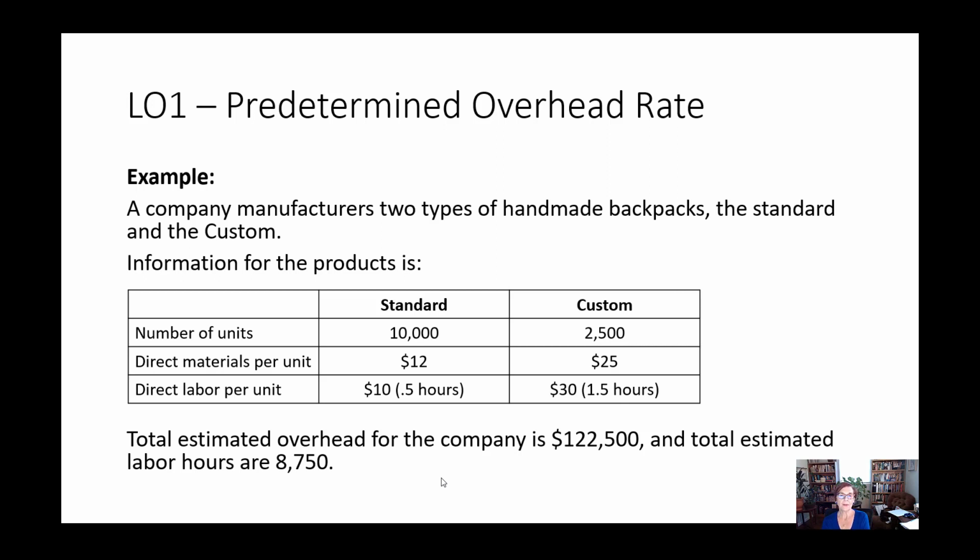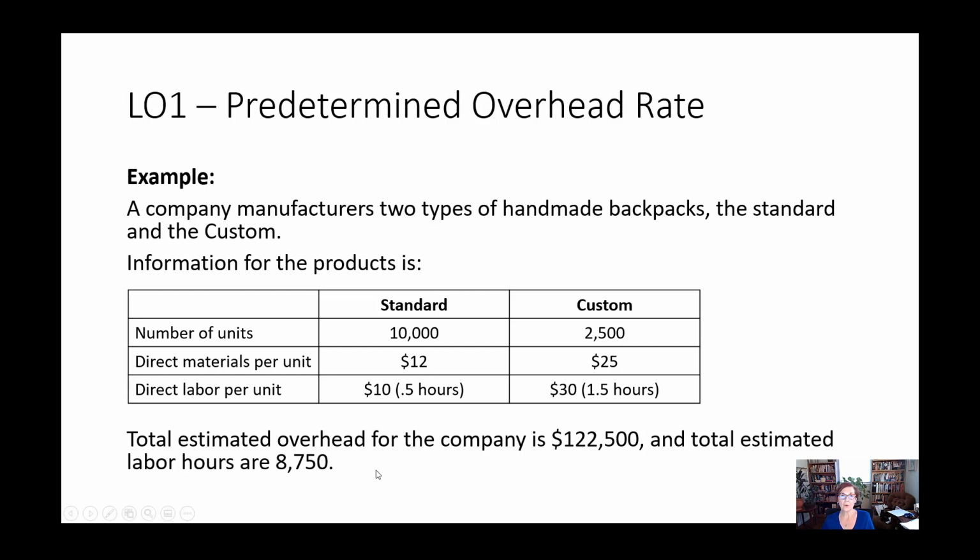So a company manufactures two types of handmade backpacks, the standard and the custom. And let's look at this information we have here. So we have the number of units produced for each, 10,000 standard, 2,500 custom. We have direct materials per unit, $12 for standard, $25 for custom. And finally, we have our direct labor hour per unit, direct labor cost per unit, which is $10 for standard and $30 for custom. Our total estimated overhead for the company is $122,500 and total estimated labor hours are 87,500.